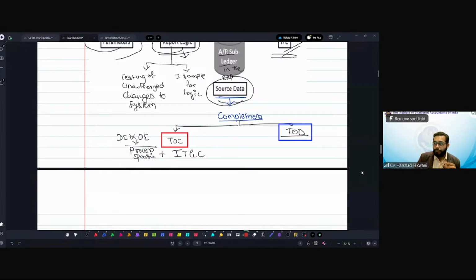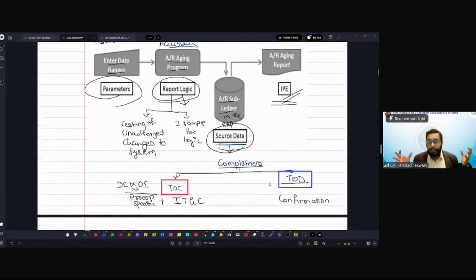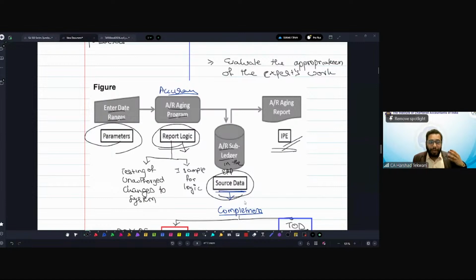Sir, confirmation taken from the debtors also. Yes, very good. So the confirmations will help me to get the comfort on the AR sub-balances. So confirmations plus my test of controls will give me a good comfort on the completeness of the source data, by which I will be able to rely on the source data.